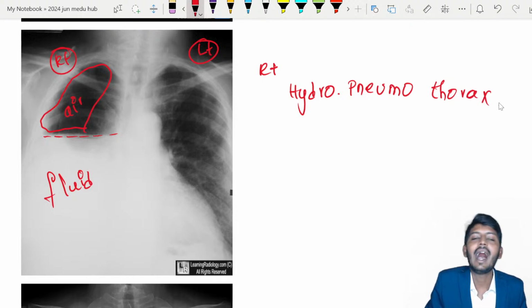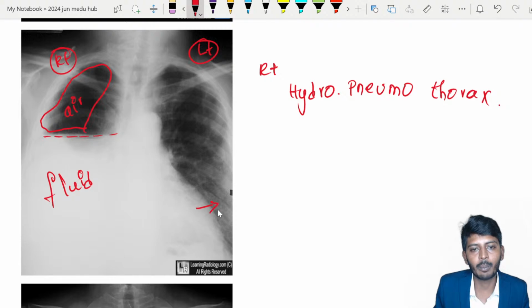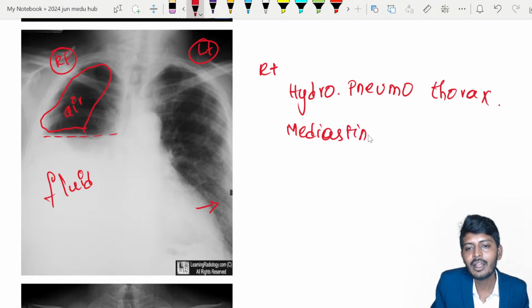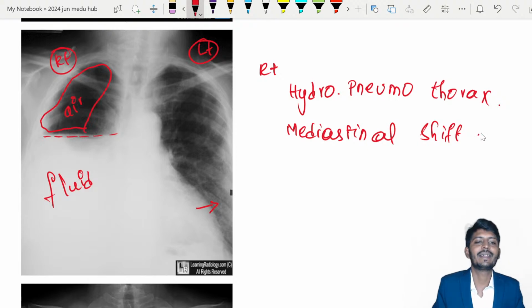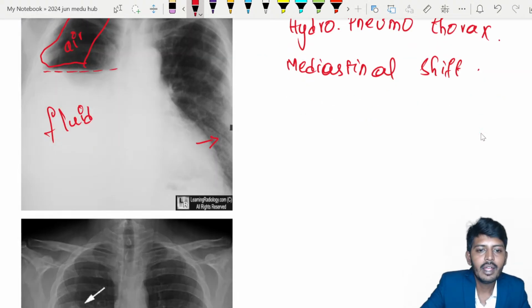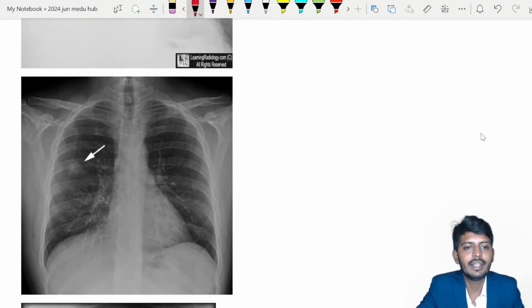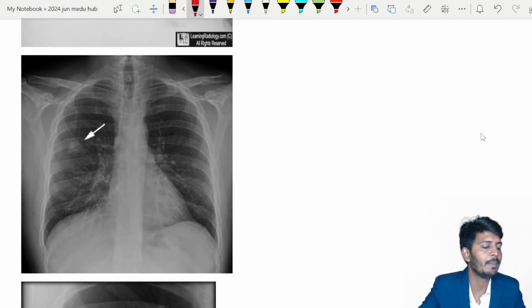hydropneumothorax, right sided hydropneumothorax. If you notice, look here, the heart is going more towards the left side, so that is suggesting me that mediastinal shift is present. So mediastinal shift is present, right sided hydropneumothorax. Okay. So once we understood about this, let's talk about the next important aspect.